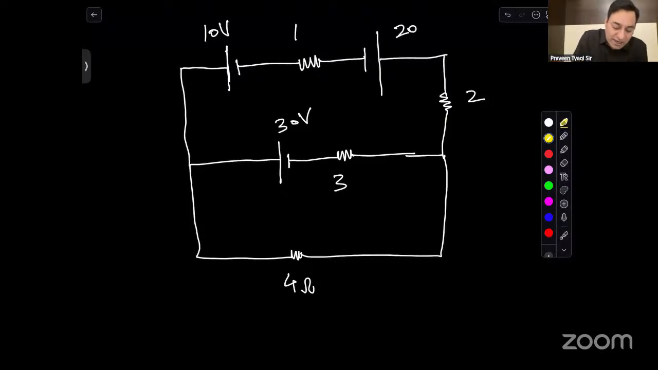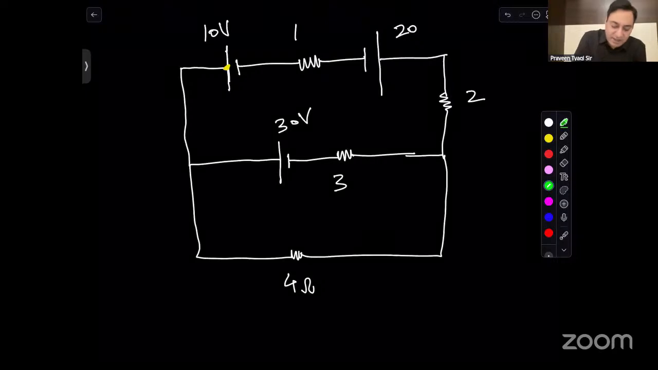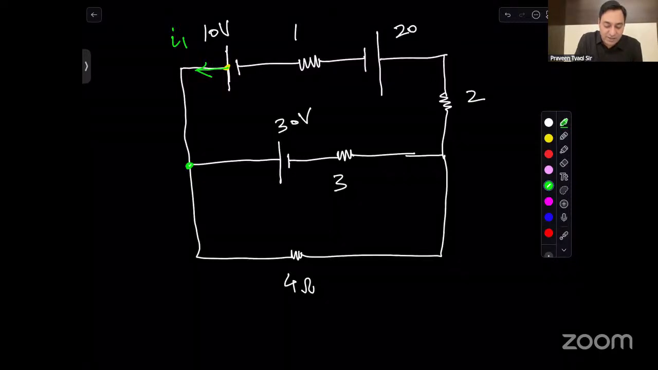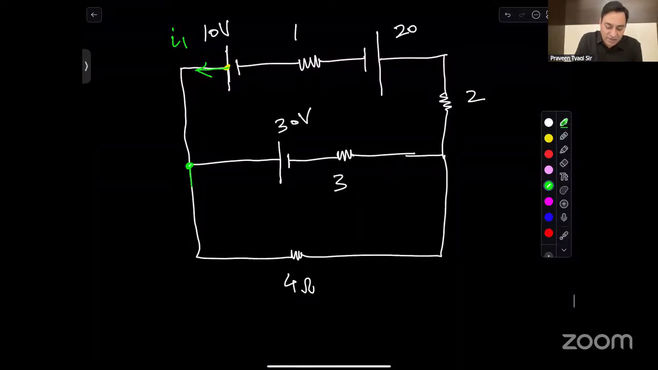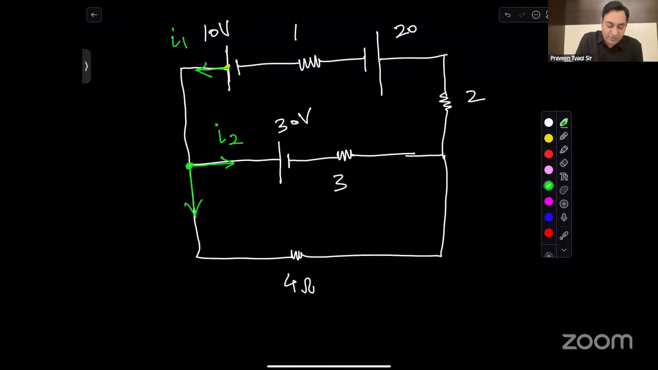You assume I1 current started from this battery. Just assume this. I1. Now, I1, this is a junction. Here you have 3 wires. So some part of this will go into this battery and some part will go straight. So I assume this is going, say, I2. So this current will be I1 minus I2.